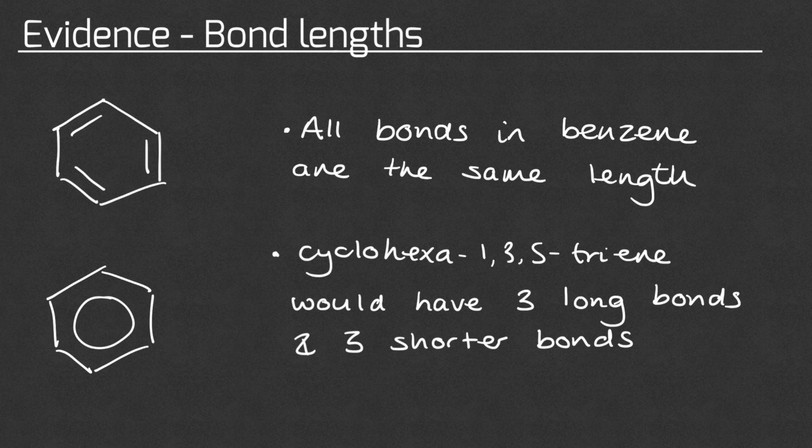Just remember in the work you did in the very first topic, Introduction to Organic Chemistry, where double bonds are shorter than single bonds. So since all the bonds in benzene are the same length, that provides evidence for the delocalized structure of benzene. In our hypothetical model, cyclohexa-1,3,5-triene, we should have 3 long bonds and 3 shorter bonds instead.